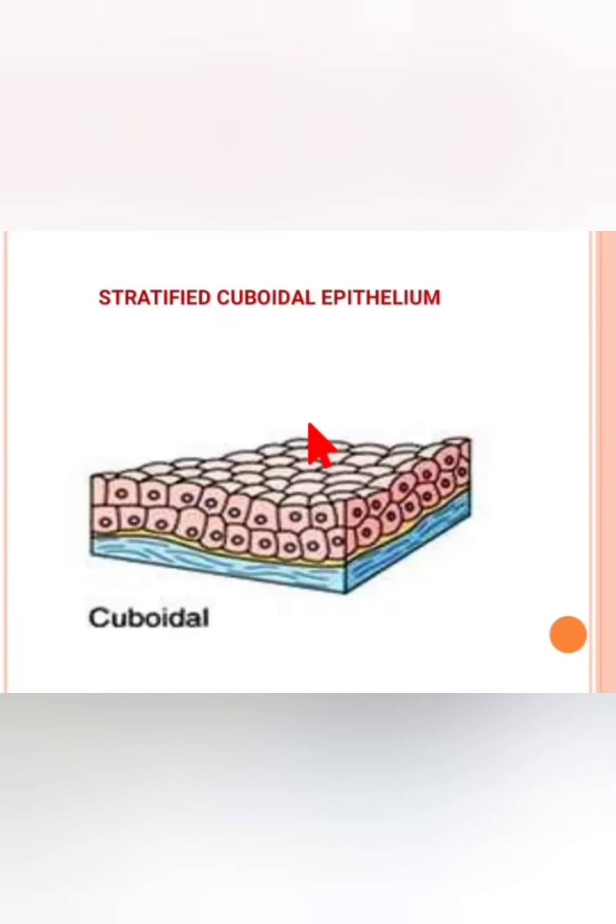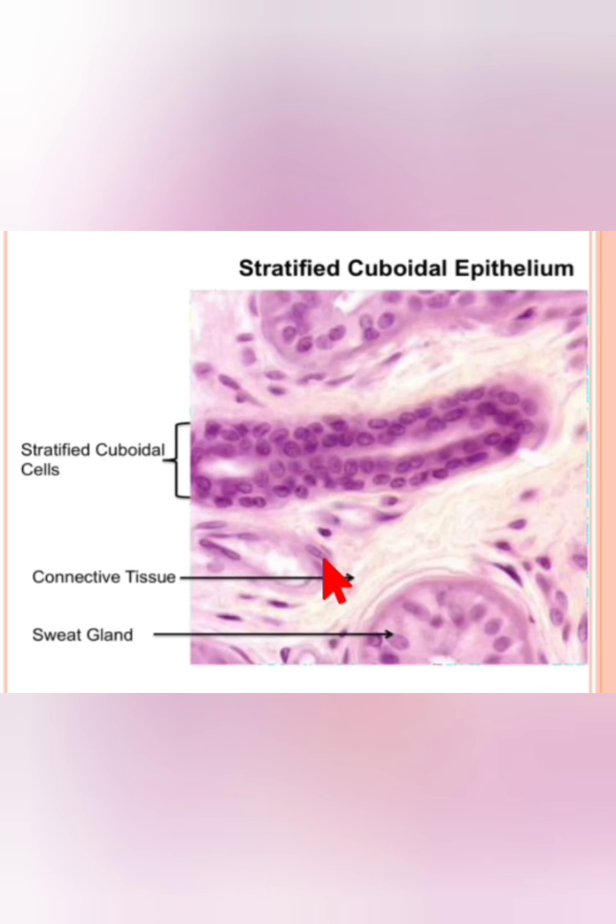And here is the stratified cuboidal epithelium. This stratified cuboidal epithelium consists of two or more layers of cells. Cells of the superficial layer are cuboidal in shape, and this epithelium is present in some ducts of sweat glands, salivary glands and sebaceous glands. The main function of stratified cuboidal epithelium is that it acts as a barrier and provides passage for secretion. Here you can see the two layers of cuboidal cells.